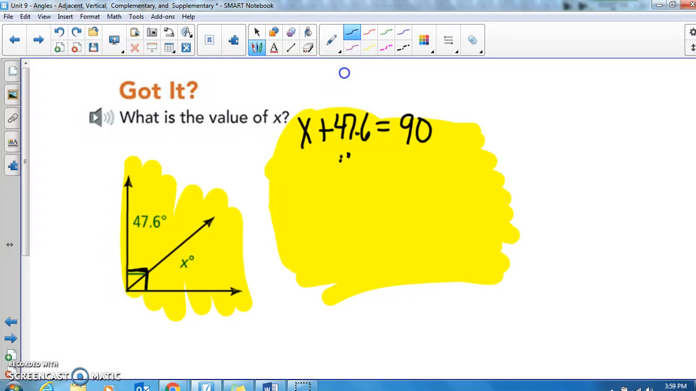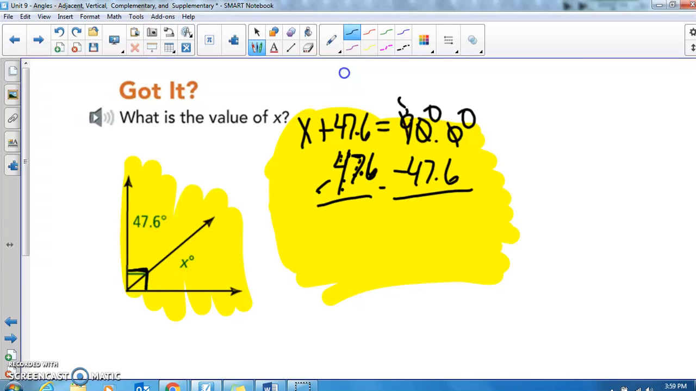47.6, subtract it there. I'm going to turn the board off and turn it back on real quick. There we go, 47.6. Subtract 47.6 right here. We'll add a decimal and 0. So when I subtract 90 minus 47.6, that gives us 42.4. So x equals 42.4.